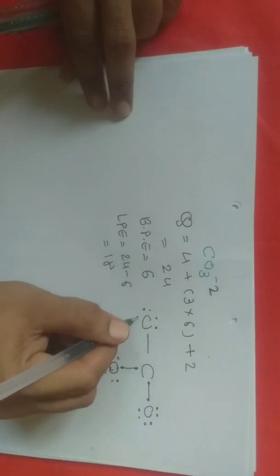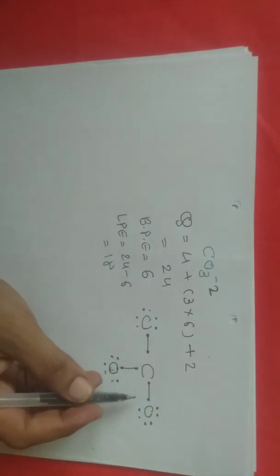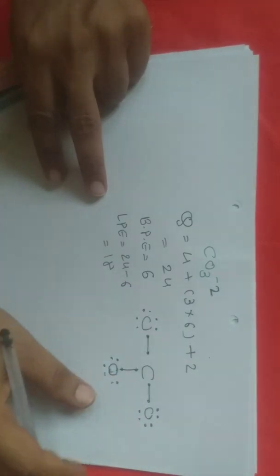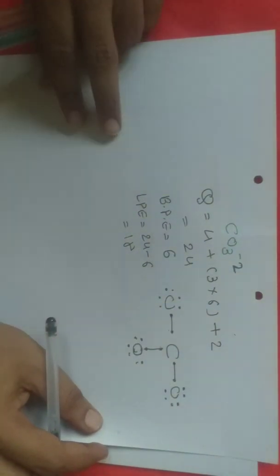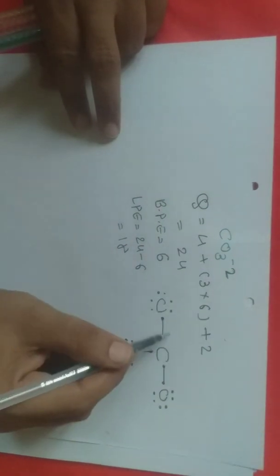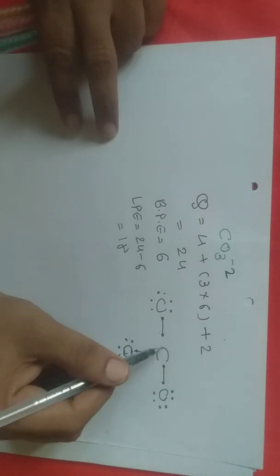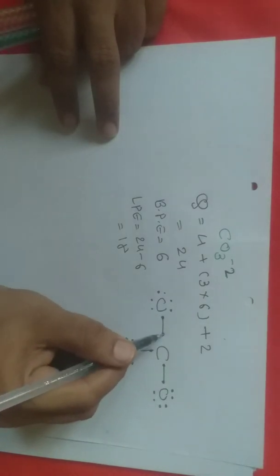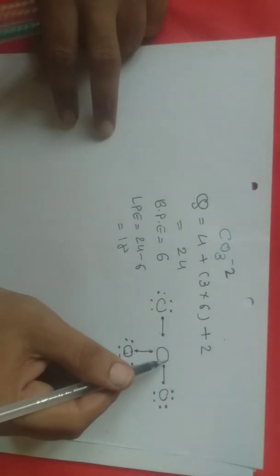So 1, 2, 3, 4, 5, 6, 7, 8. All corner atoms have fulfilled their octet now, and all 18 lone pair electrons are already consumed. Now we know, friends, the maximum valency of carbon is 4, but here carbon has only 3 bonds. So according to the maximum valency of 4, it must have 4 bonds, right? Further, 1, 2, 3, 4, 5, 6, the octet of carbon is also not maintained here.